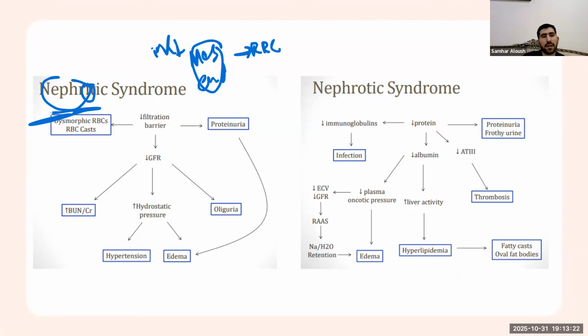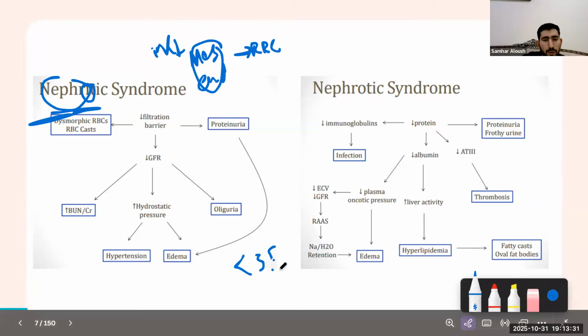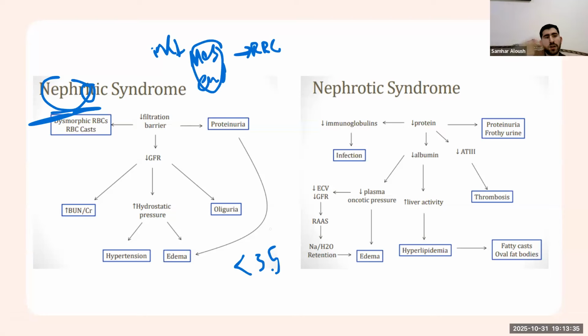Okay, so we'll have RBCs in the urine. And there will be some proteinuria, of course, but it's not that high. It doesn't reach the cutoff, which is 3.5. 3.5 is like having severe proteinuria. So nephritic syndrome has proteinuria, but it's not that highly damaging. No, it's not that important. The most important thing about nephritic is the hematuria.